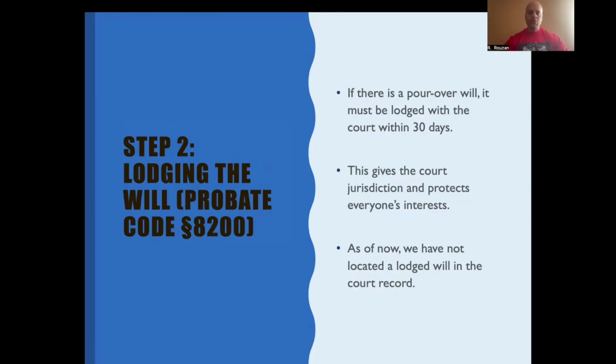The will. Probate Code 8200. If the trust includes a pour-over will, and many do, then that will must be lodged with the probate court within 30 days of the death. Lodging that will gives the court jurisdiction, confirms the death, and ensures that everything is happening transparently. As of now, we have not located a lodged will with the court of record.